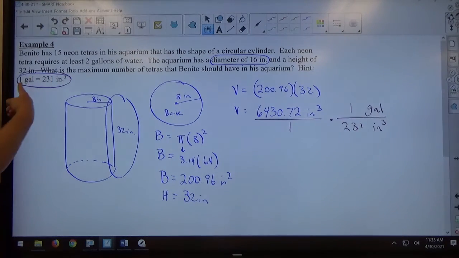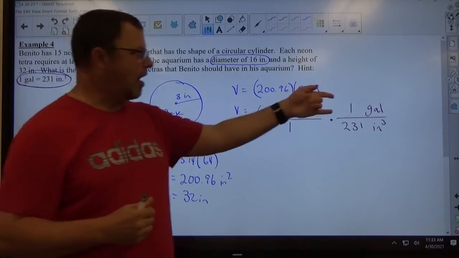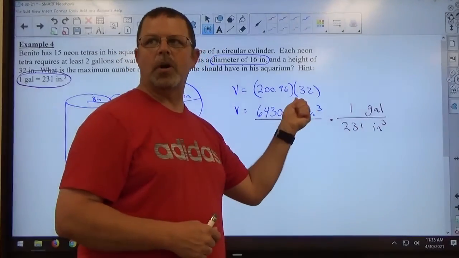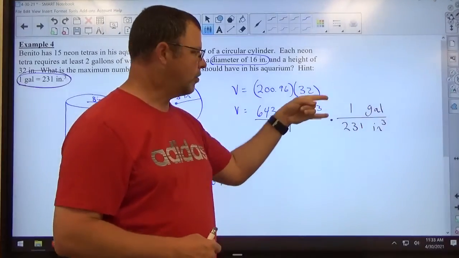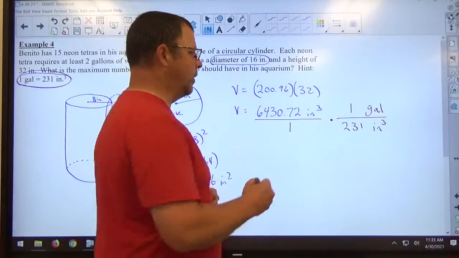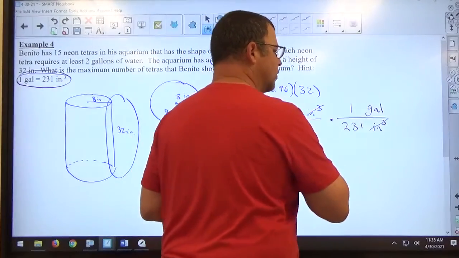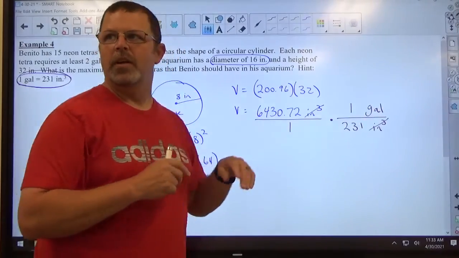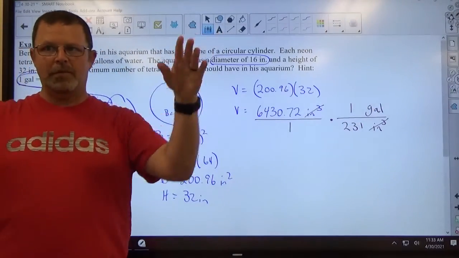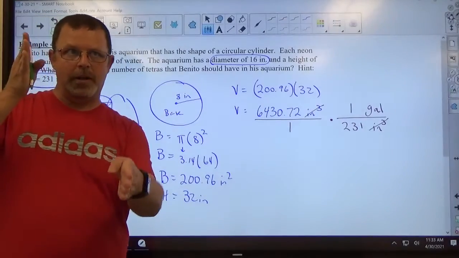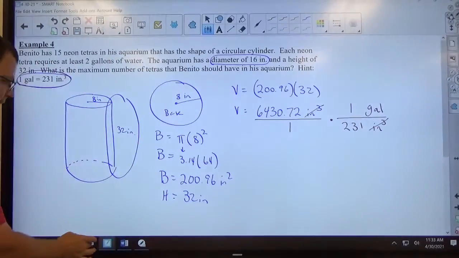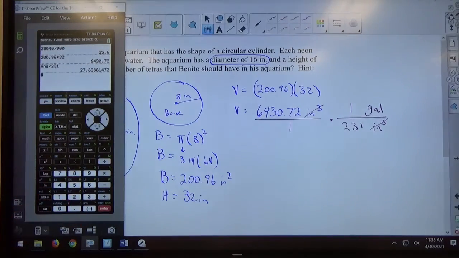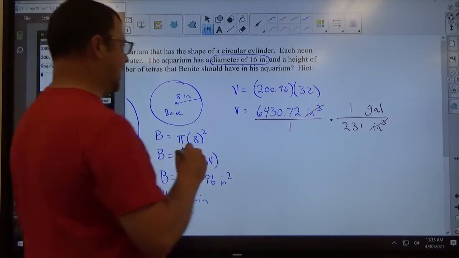You have a fact, two things are equal to each other. You make a fraction containing the two equal things. Make sure the part you want to go away is on the opposite part of what you want to go away. And make sure the numbers are with the right units when you get everything set up correctly. Cubic inches cancels cubic inches. And now we're left with this divided by 231 is going to get us gallons. If things end up on the same level, you multiply. If you end up on different levels, this divided by this, top divided by bottom. So 6,430.72, what I already have, divided by 231 comes out to 27.84 gallons.